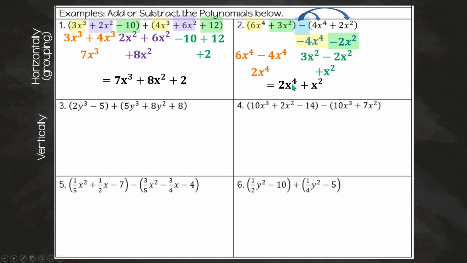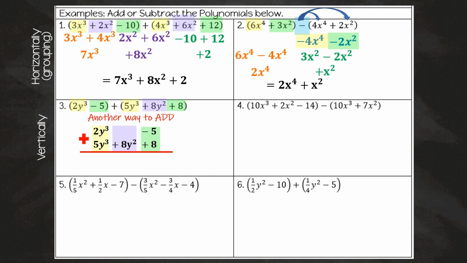Okay, now these next two, we're going to use the other way. We're going to use the vertical method. Okay, so I have 2y to the power of 3 and 5y to the power of 3. I'm going to make sure to line those up vertically. I have a positive 8y squared, which I do not have in this other polynomial, so I'm going to leave that blank. And then I have a negative 5 and a positive 8, which I need to make sure to line up. Okay, now that I've lined up my terms vertically, now I can add those terms together.